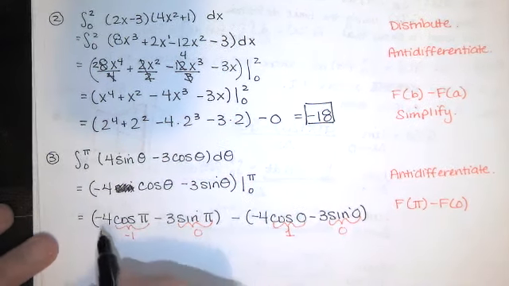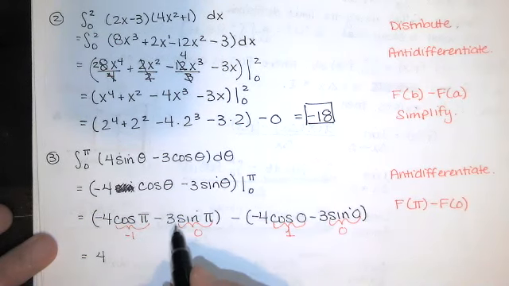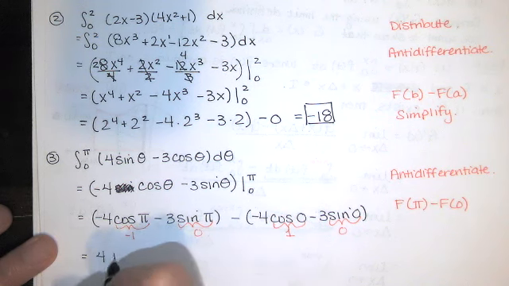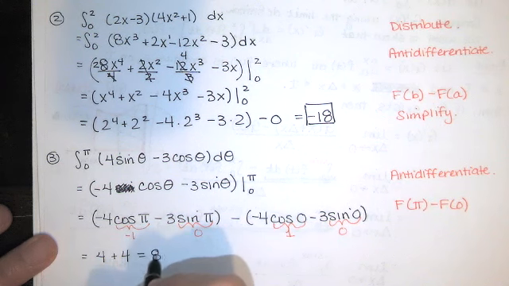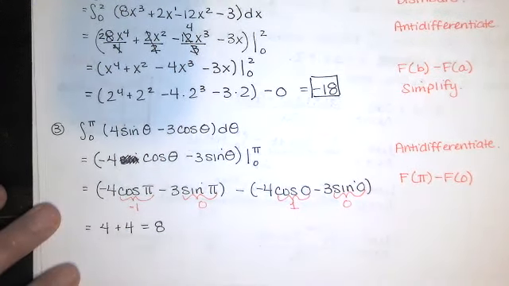So we end up with a negative 4 times a negative 1, that's positive 4. So that's 4 minus 0. And then I've got a minus a negative 4 here, so we're adding 4. 8. The area under the curve is 8, or that net area is.